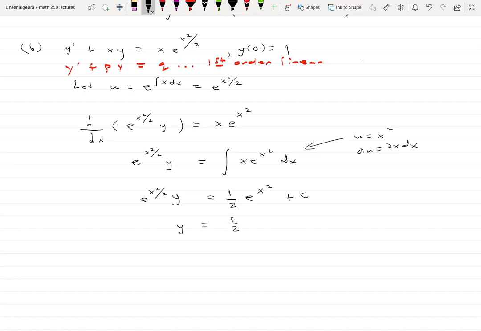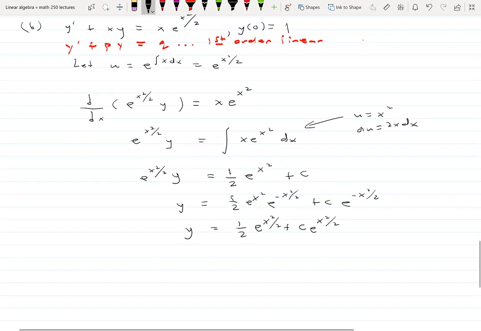So you have 1 half e to the x squared times e to the negative x squared over 2, plus c e to the negative x squared over 2. So we have 1 half e to the x squared over 2 plus c e to the negative x squared over 2. Okay, now we're not out of the woods yet.